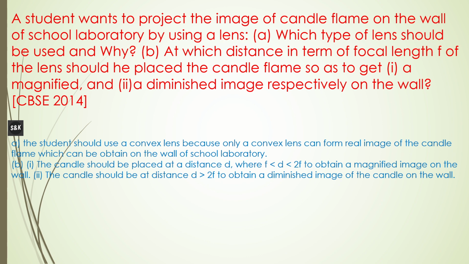So a student should use a convex lens because only a convex lens can form a real image of the candle flame which can be obtained on the wall of the school laboratory. Second, the candle should be placed at a distance d where f is smaller than d and 2f is greater than d to obtain a magnified image on the wall. Second, the candle should be at a distance d greater than 2f to obtain a diminished image of the candle on the wall.